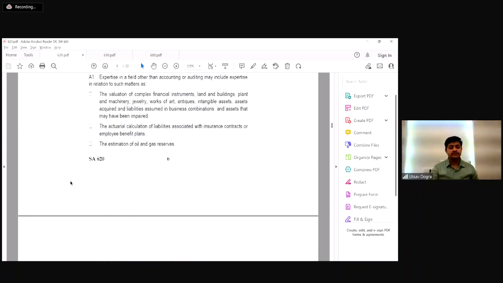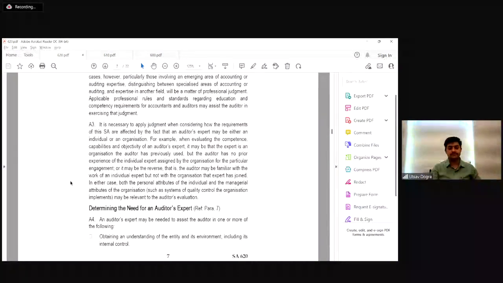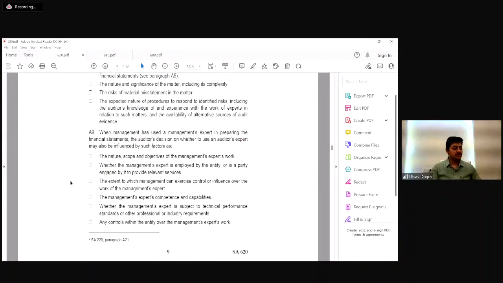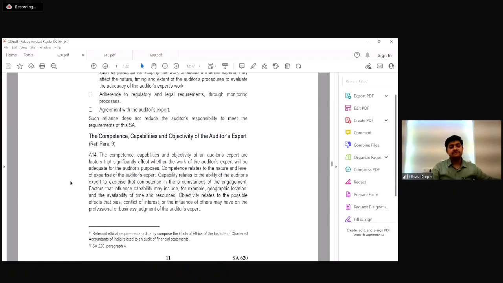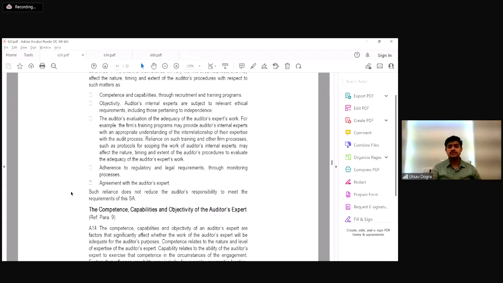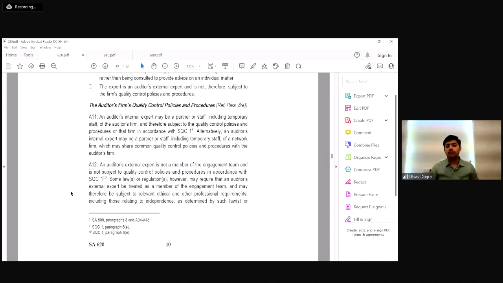So let us see A11 to A13 here. Like we said, this gives a good understanding of how to use these standards practically. Auditor's firm quality control policies and procedures: the auditor's internal expert may be a partner or staff, including temporary staff, of the auditor's firm, and therefore subject to the quality control policies and procedures of the firm in accordance with Standard on Quality Control 1.